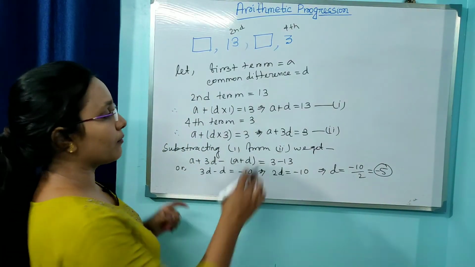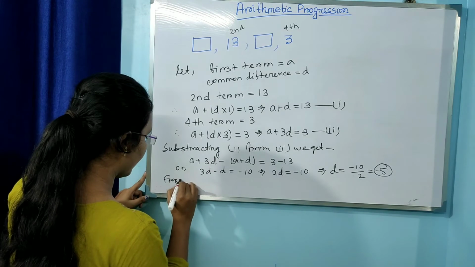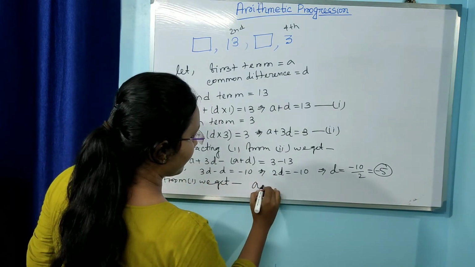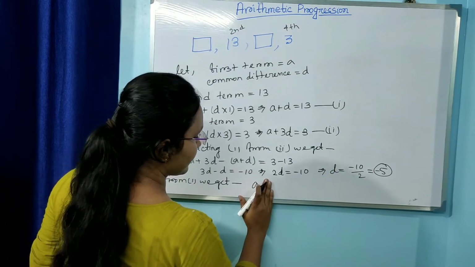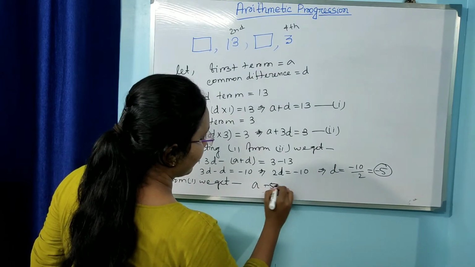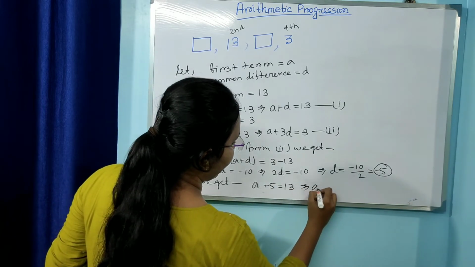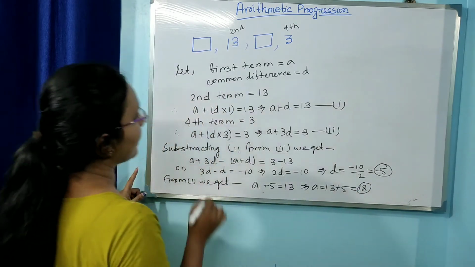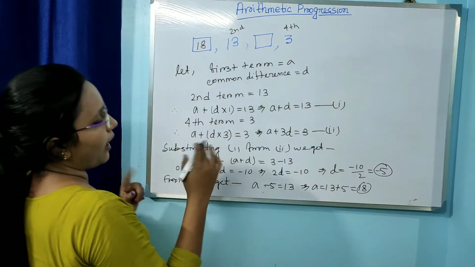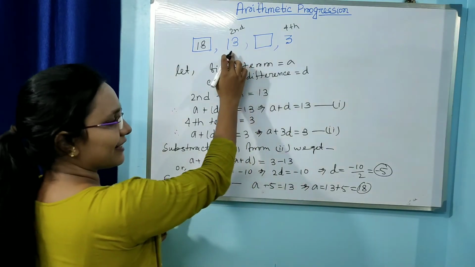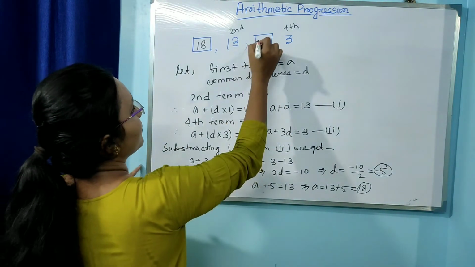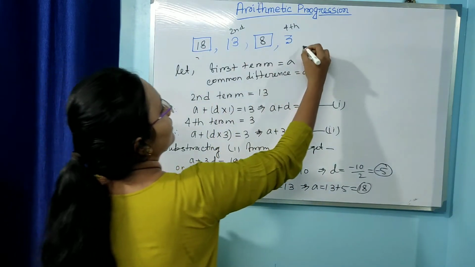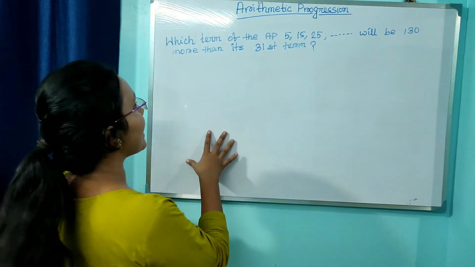Okay. So from first equation we get, from 1 we get A plus, what is D? D is minus 5, so here it will be A minus 5 equals to 13, or A equals to 13 plus 5, that is 18. So first term is 18, after that 18 minus 5, that is 13, and next 13 minus 5 it will be 8, and next 8 minus 5, that is 3, given. So this is done.